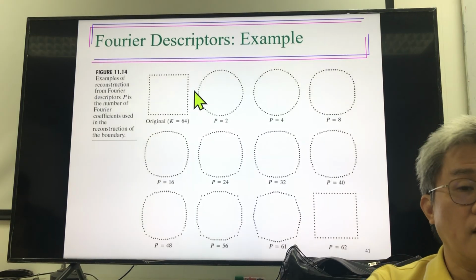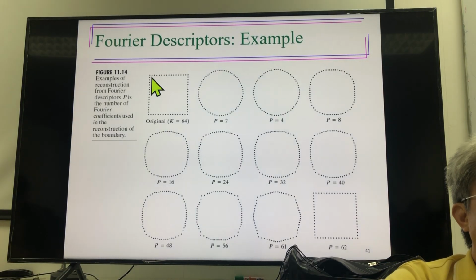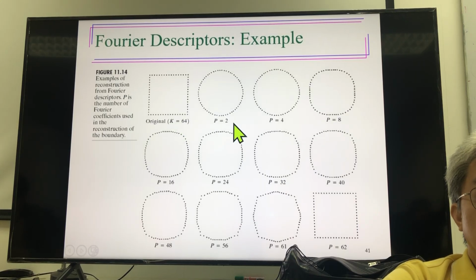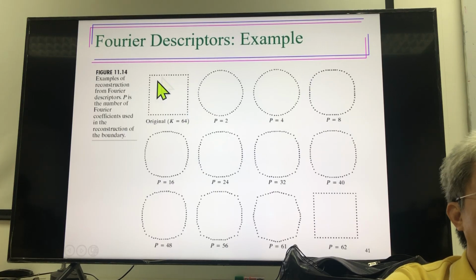Suppose we construct a rectangle, a square like this with 64 points. If we use all the 62 points, well actually if you use just 2 points, it becomes a circle. So this corner disappears, right? If you got more and more and more, you start to see the corner, okay? And if you got 62 points, it's almost the same as the original.